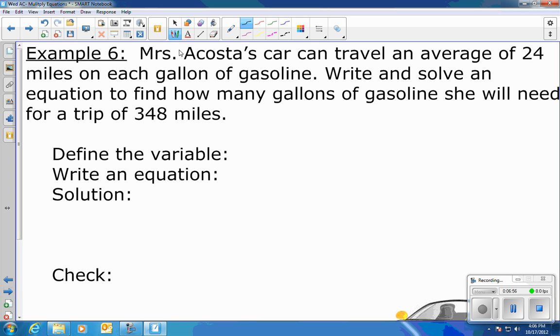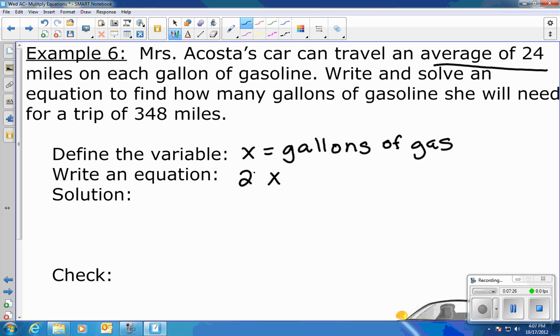So it says Mrs. Acosta's car can travel an average of 24 miles on each gallon of gas. Write and solve an equation to find how many gallons of gas she will need for a trip of 348 miles. So what we're looking for is x equals gallons of gas. So my gallons of gas is going to get multiplied by my 24 miles each, because it's 24 miles per gallon. So 24 miles per gallon should equal the total amount of gallons that I need.